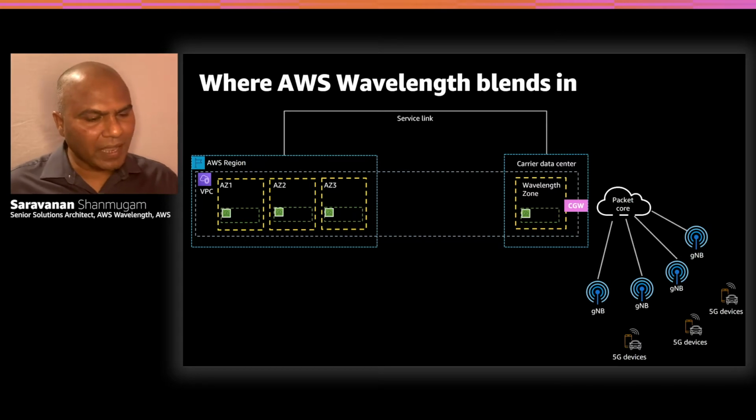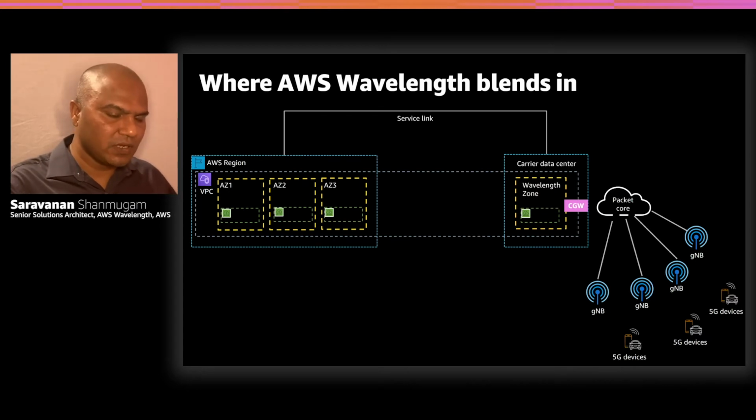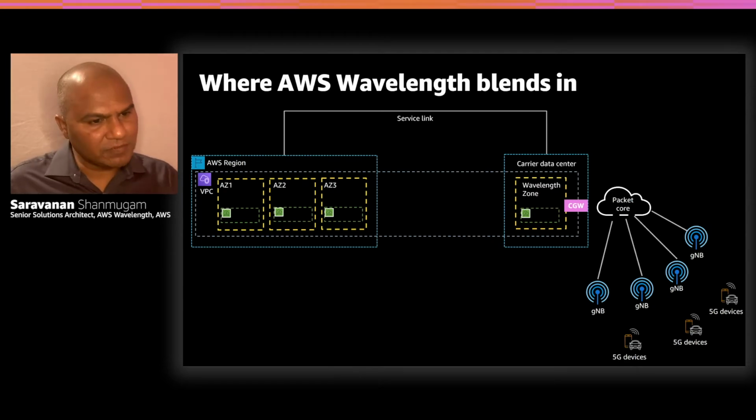So when you compare carrier gateway with an internet gateway, they both are pretty similar. An internet gateway in the region allows you to route traffic from subnets in the availability zones to the public internet. But in the case of carrier gateway, it allows you to route the traffic from the wavelength zone back to the carrier networks.